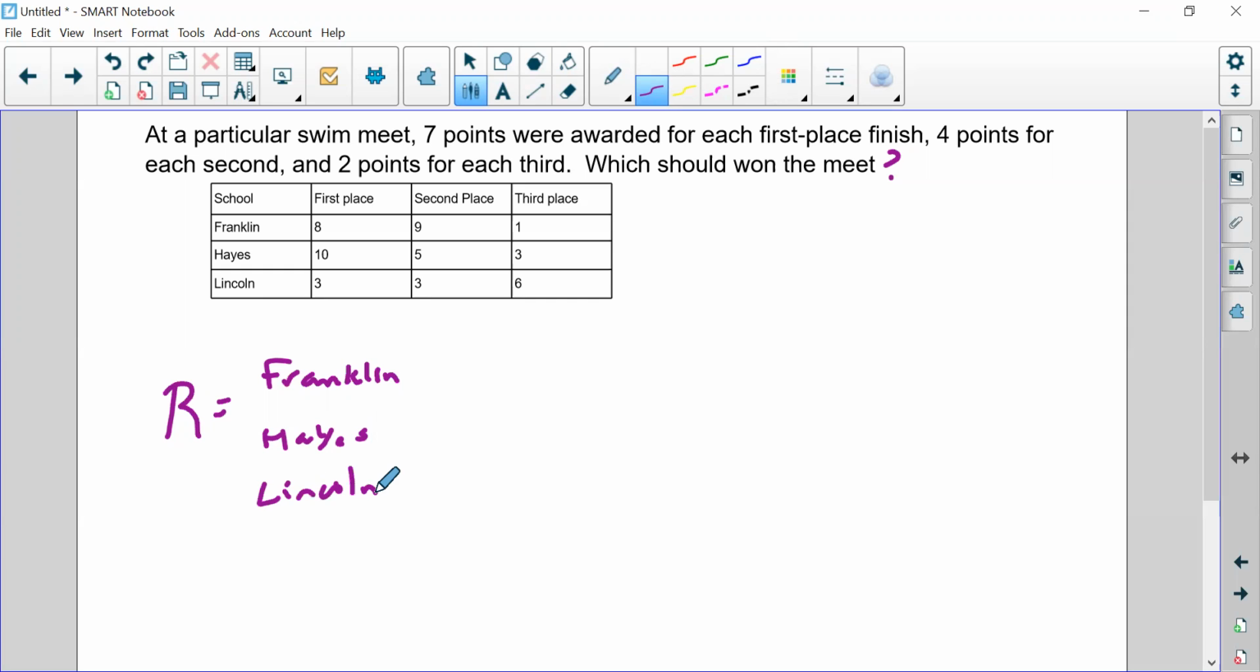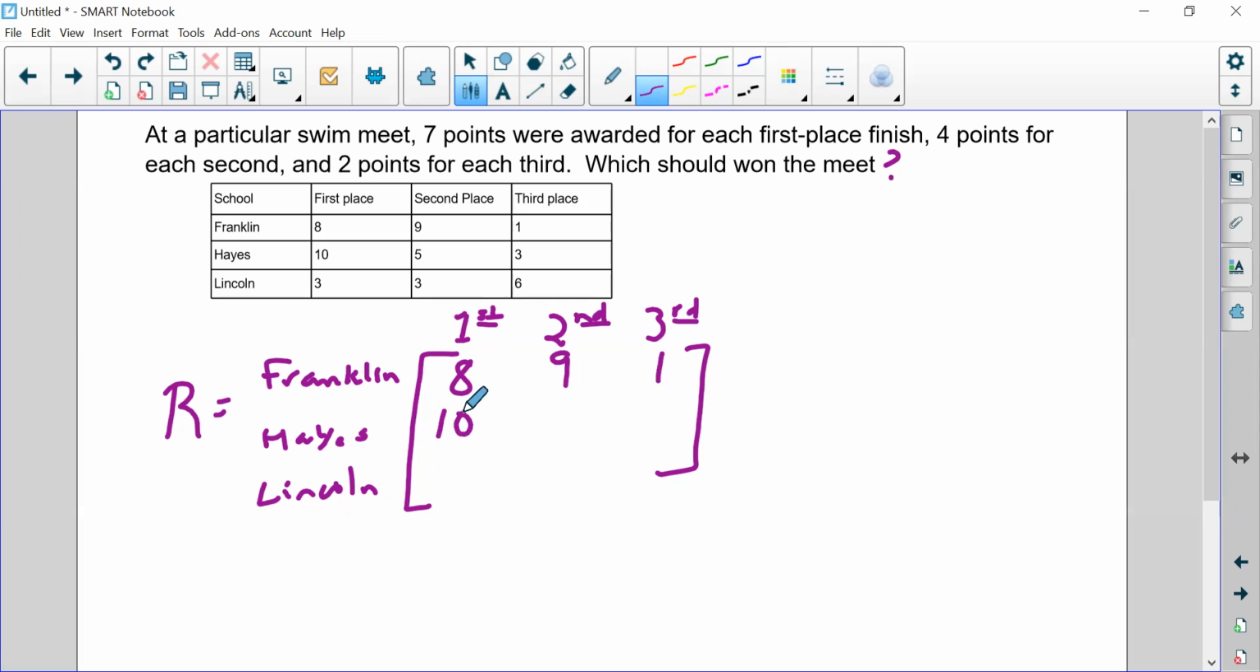So working with word problems, it helps to make sure you identify what's being measured in each row and each column so that you know exactly what every element is telling you. And then in my columns, I'm going to do how many first place winners we had, how many second place winners, and then how many third place winners. So for Franklin, there were 8 first place winners, 9 second place, and 1 third. For Hayes High School, there were 8, 5, and 3. And for Lincoln's, there were 3, 3, and 6.